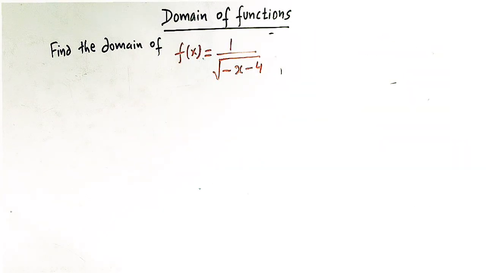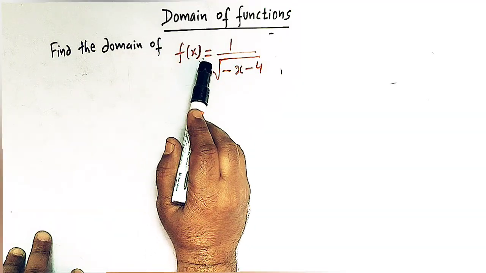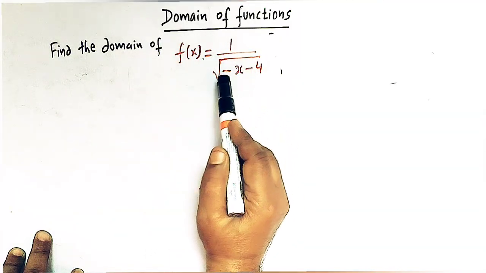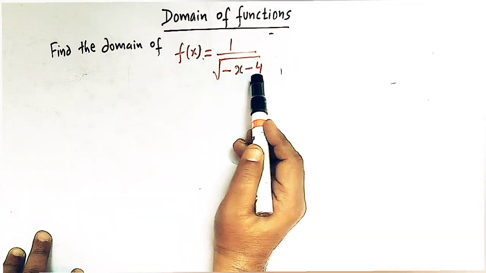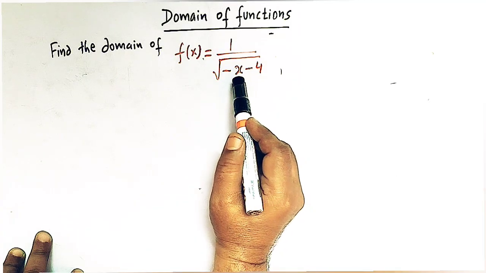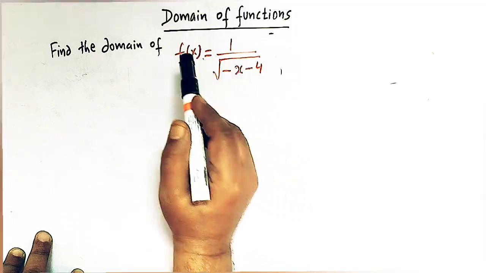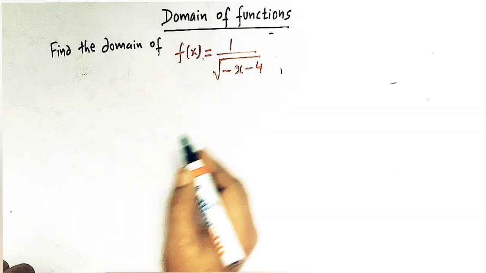Hello viewers, in today's session we are going to find out the domain of this function f of x, that is equal to 1 divided by square root of minus x minus 4, right? So here we'll search for all the valid values of x for which this function f of x is defined, right? Okay, so let us start.